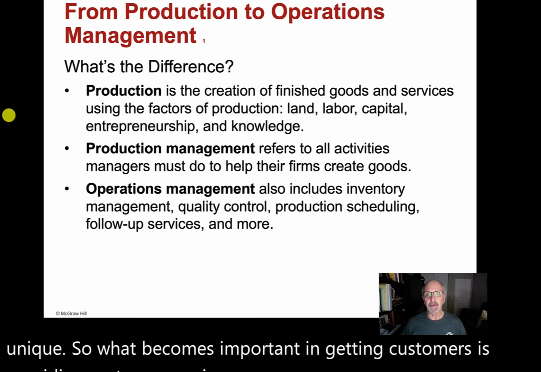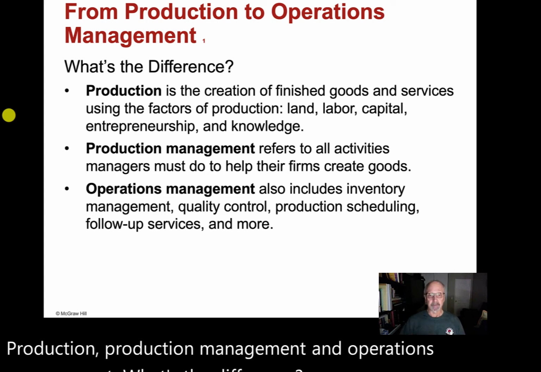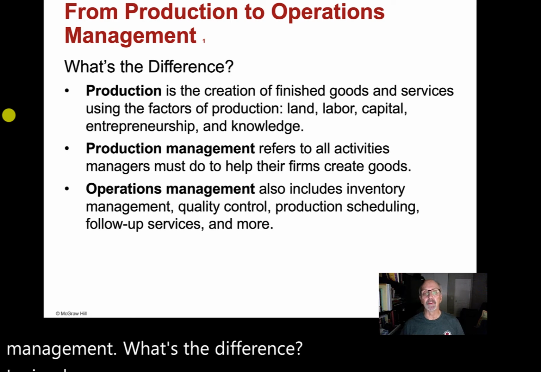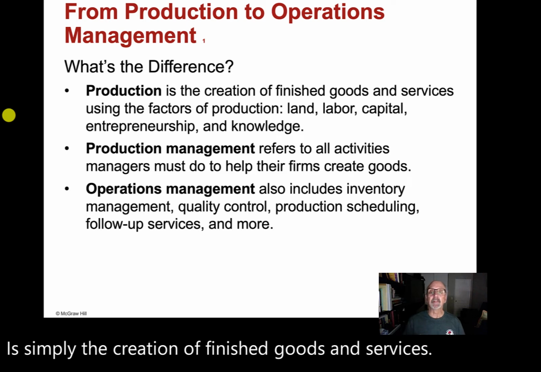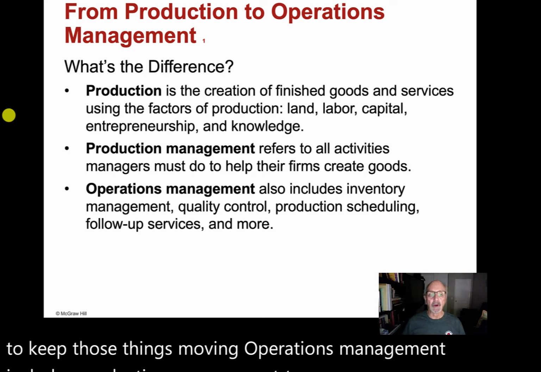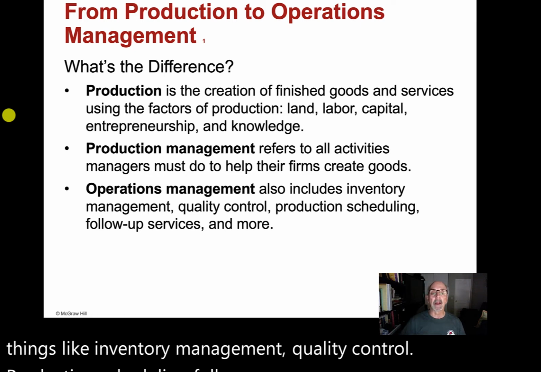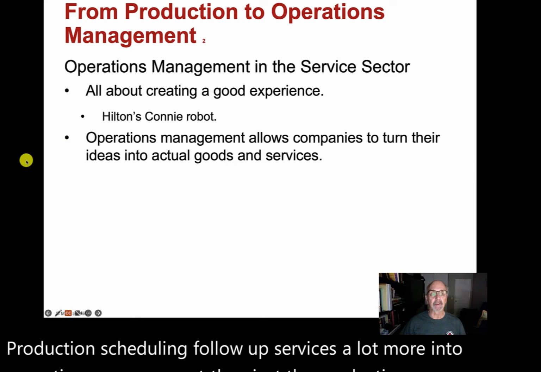Production management and operations management. What's the difference? Well, production is simply the creation of finished goods and services. Production management refers to the activities managers do to keep those things moving. Operations management includes production management type operations, but also things like inventory management, quality control, production scheduling, follow-up services, a lot more into operations management than just the production of the product.